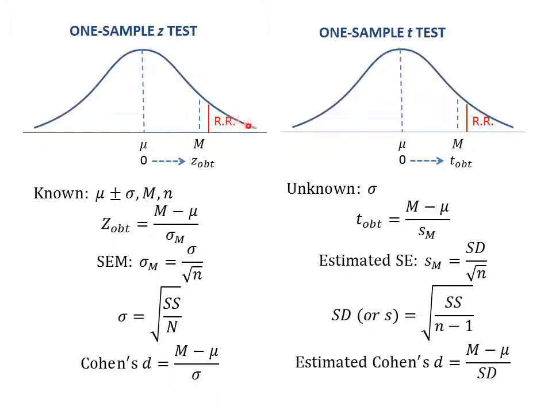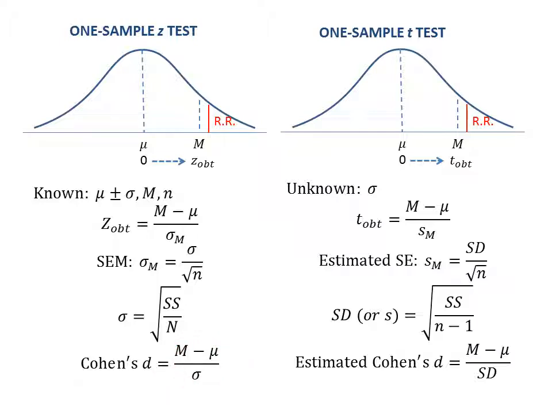This is the rejection region, which is set by the critical value of z, the z critical value. So if the obtained z-statistic falls into this rejection region, we reject the null hypothesis and conclude that there is a significant effect between the sample mean and the population mean. Then we'll use Cohen's d to compute the effect size.